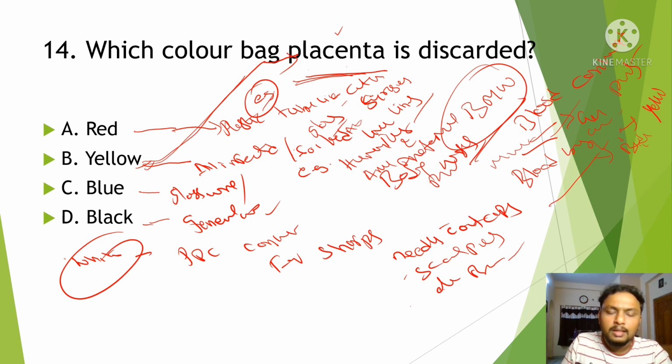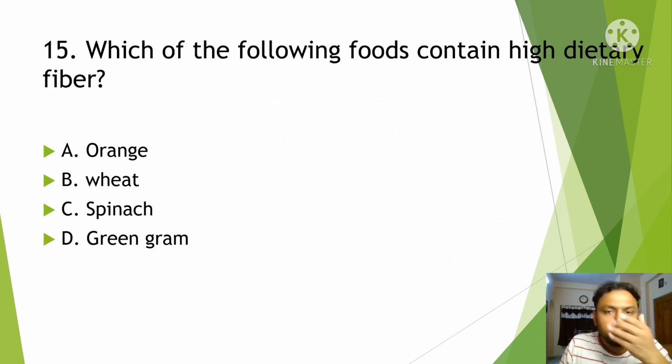Yellow for all the anatomical and body fluids and contaminated soiled linens. Mainly from the examination point of view, they will ask: placenta will be discarded in yellow, blood bags also in yellow, microbiological waste also in the yellow. Red for all types of plastic tubes and lines, pipes, syringes, gloves, all those things. That's all. And next, which of the following foods contain high dietary fiber?